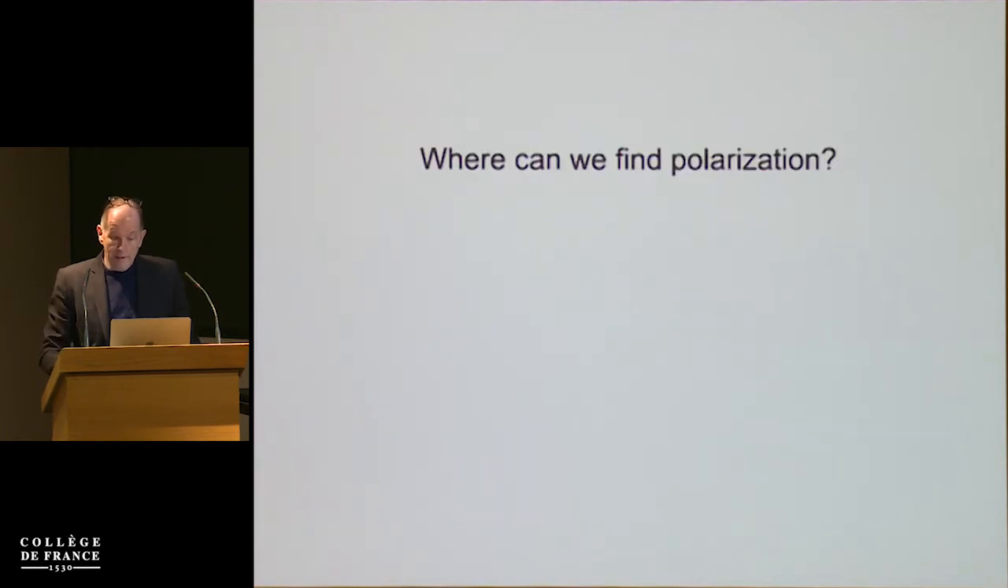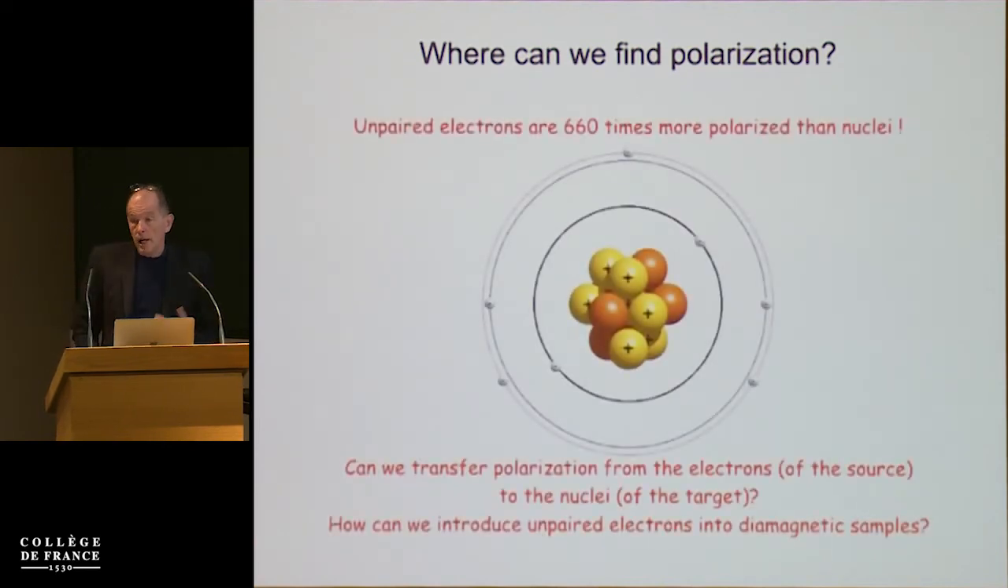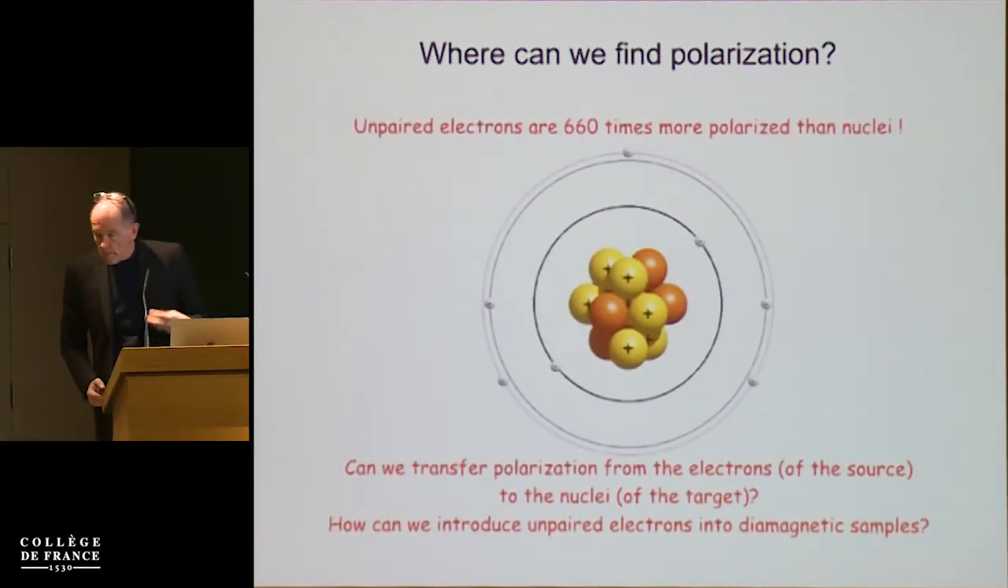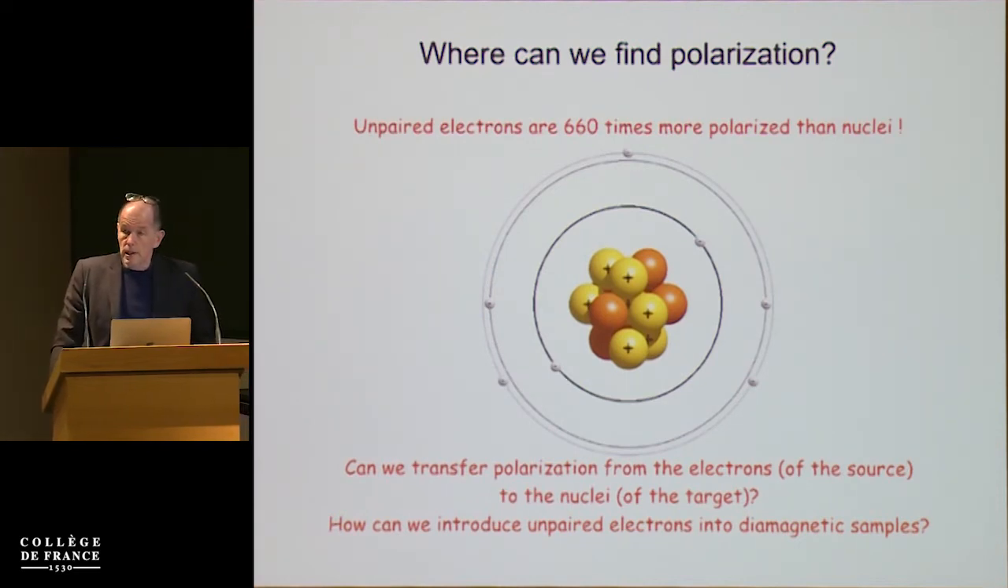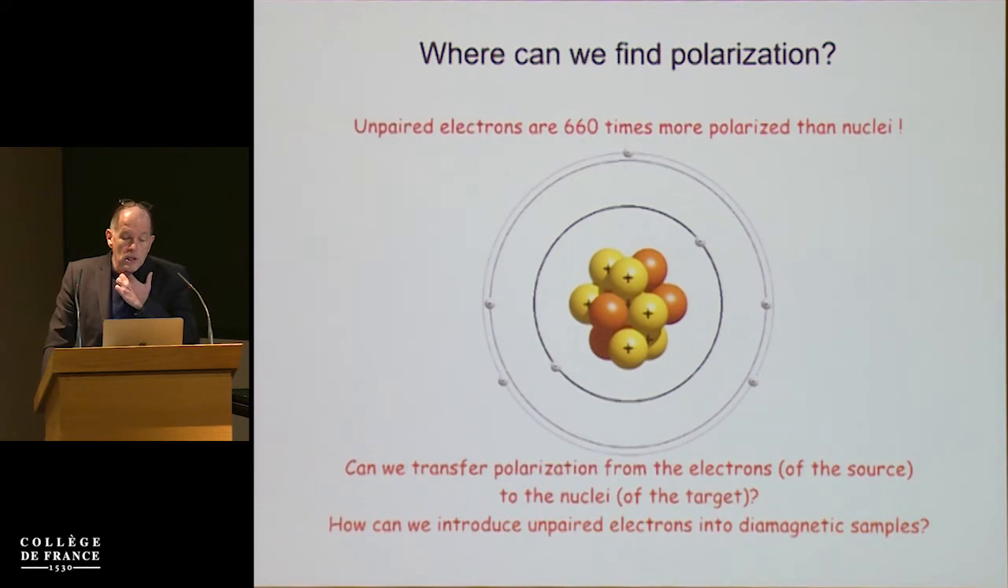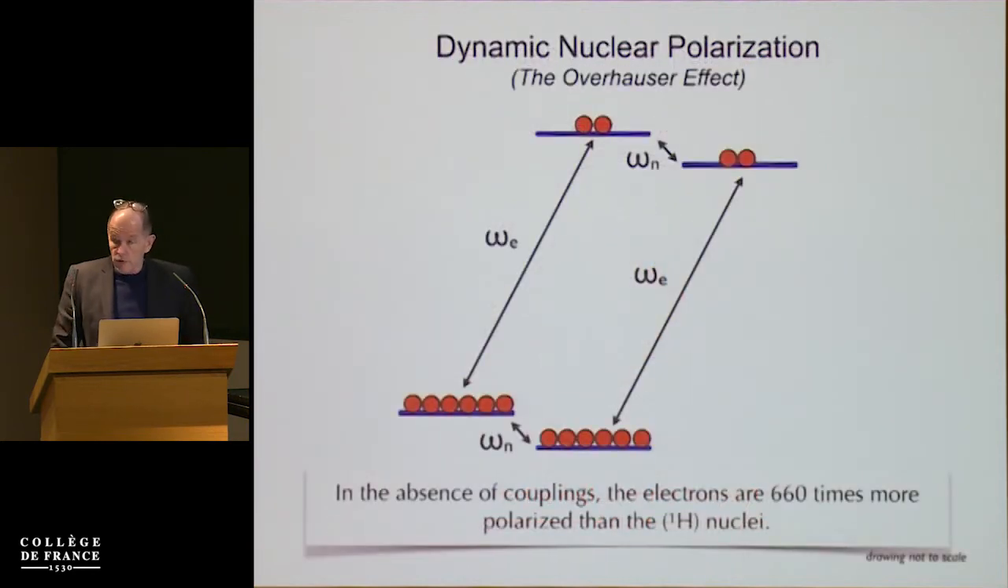So the question is, where can I find polarization? And again, I'm not expecting you to follow the physics of all this, just the idea. The idea is electron spins are about 600 times more polarized than nuclei of protons. And so the question is raised, can we transfer polarization from an electron spin to a nuclear spin? That'll be our target. And there are some problems associated with that. First of all, yes, the answer is yes, we can do that kind of thing.